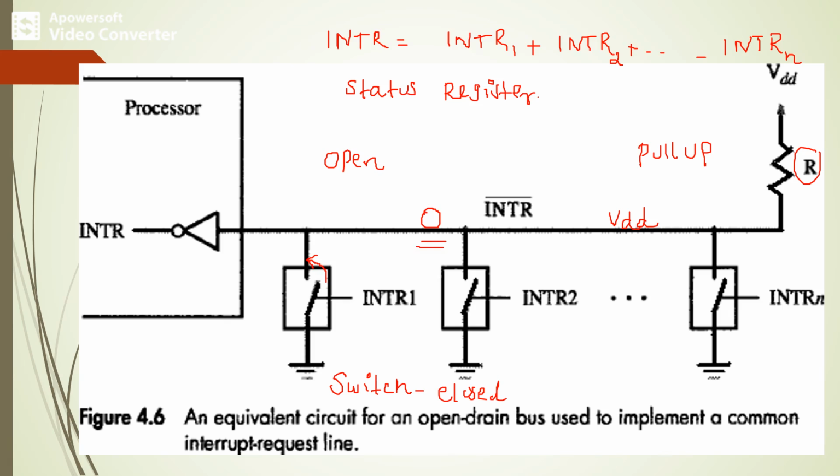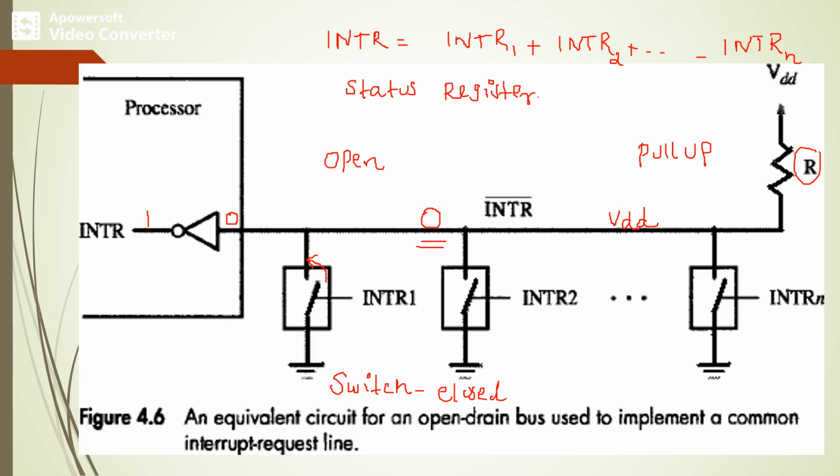So I can say that at the processor we have one NOT gate. The input to the NOT gate is 0 and the output is 1. That is how the interrupt can be enabled with respect to the processor. That means the processor gets the information regarding the device interrupt which was placed on the single interrupt request line.